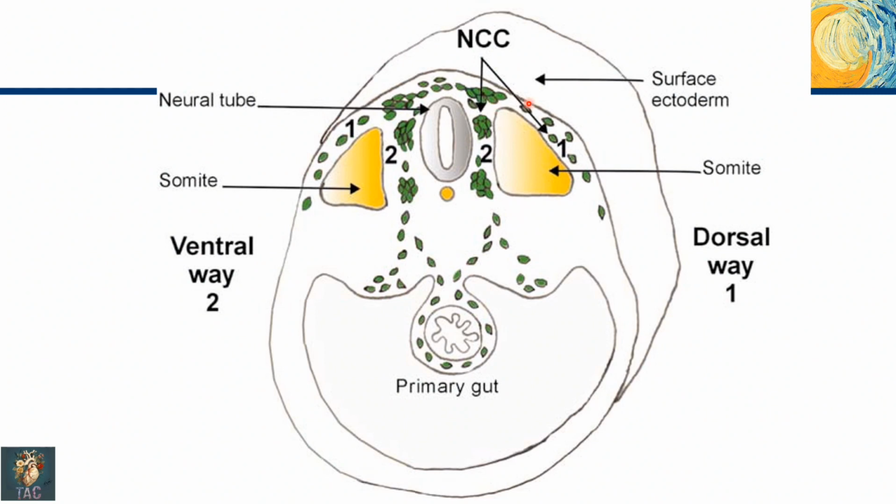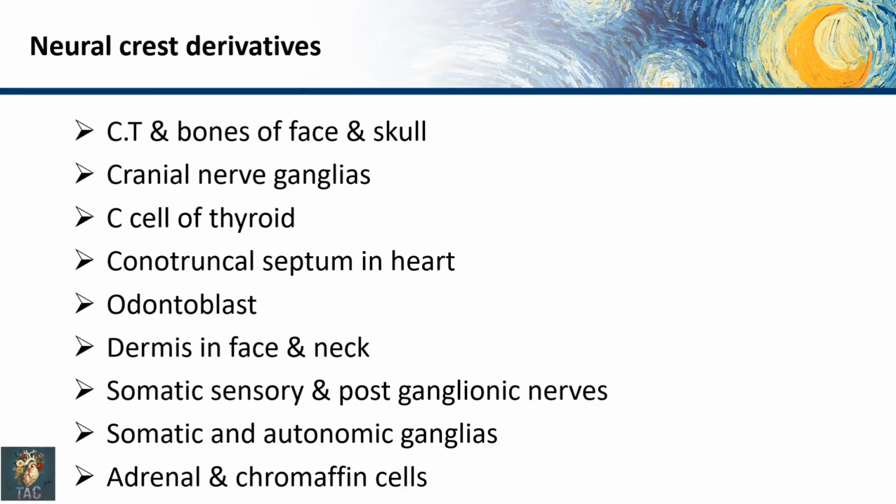So through the dorsal pathway, they enter the epidermis into the surface ectoderm where they will form the melanocytes. And through the ventral pathway, they will form the different structures, that is the dorsal root ganglia, the autonomic ganglia, the chromaffin cells, the Schwann cells, and the splanchnic nervous system of the GIT. So in this diagram, you can see the neural crest cell derivatives, that is they form the connective tissue and bone of the face and skull.